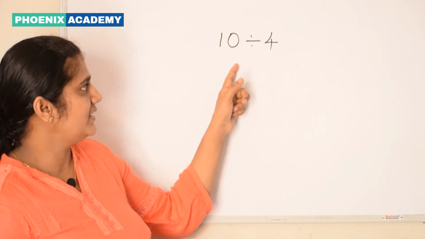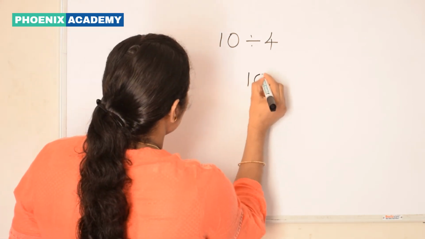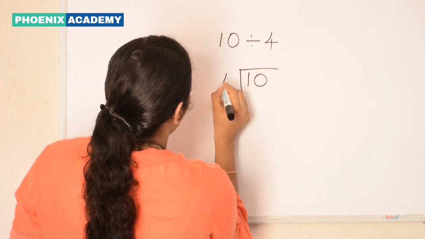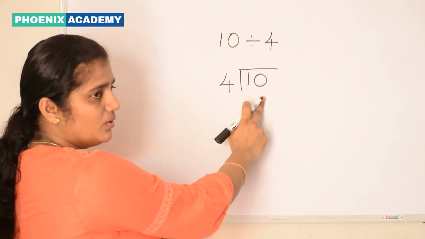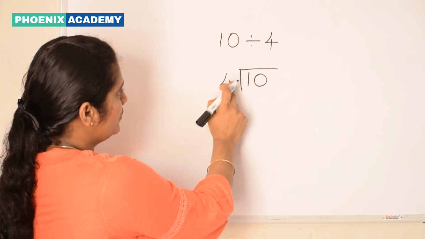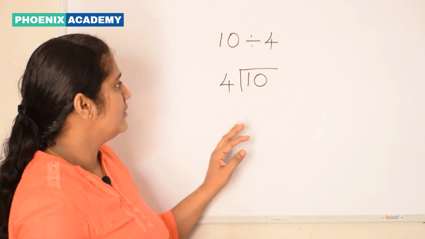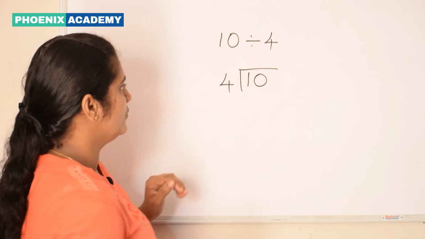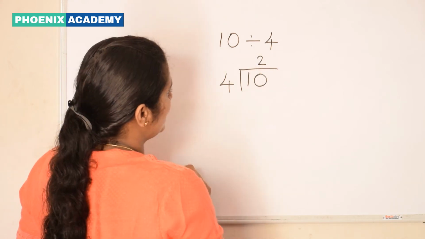Let's divide 10 by 4. Arrange the numbers like this and say the table of 4 till you reach 10 or less than 10. So here 2 4s are 8, 3 4s are 12. So we'll take 2. 2 we write at quotient's place.